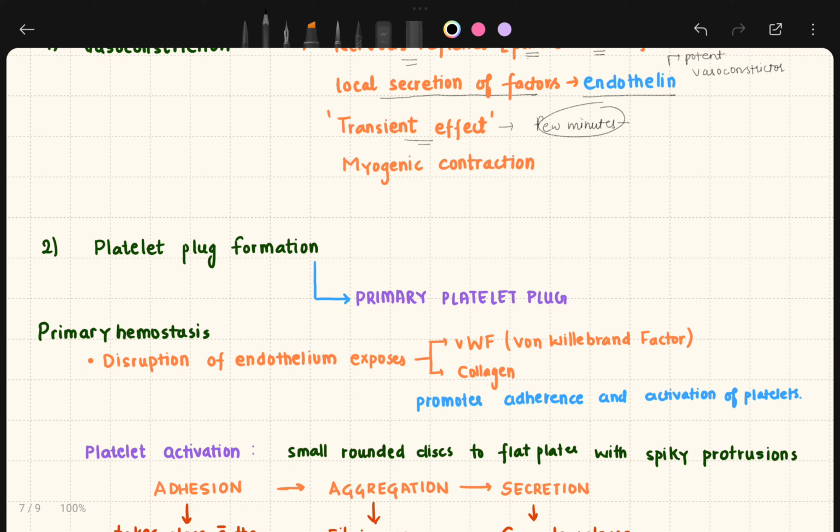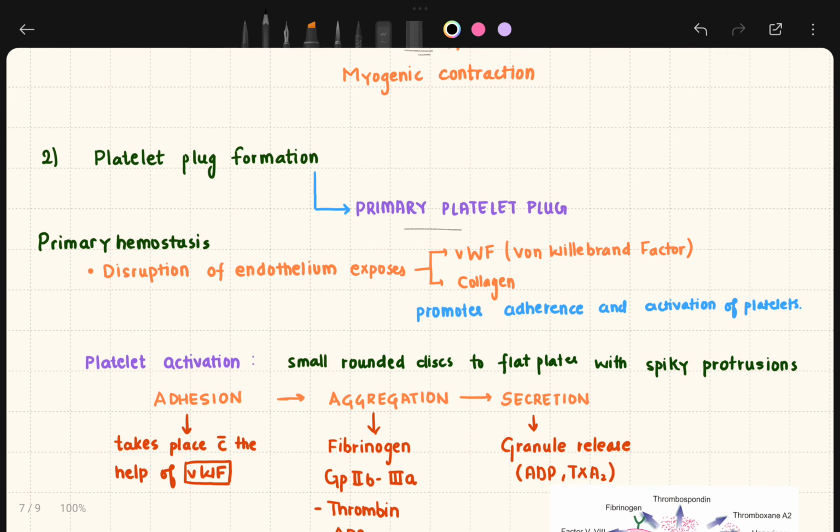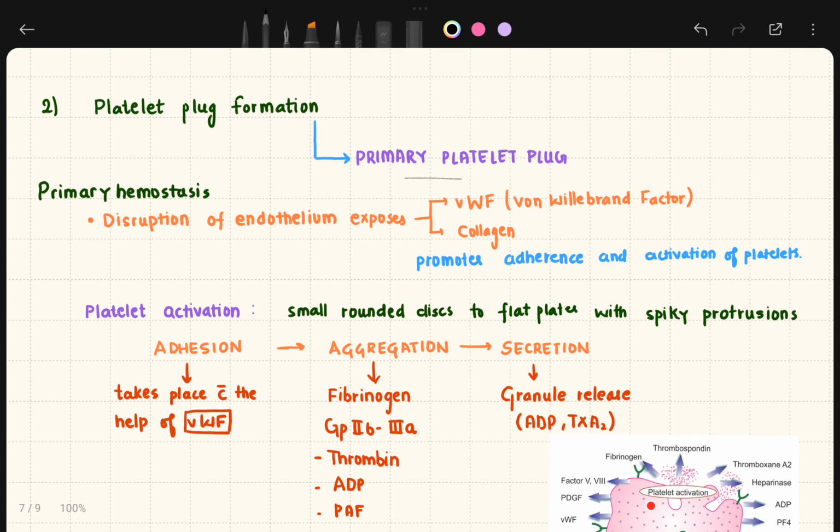Second process that is leading to hemostasis is platelet plug formation. That is a very important process and occurs in two phases. First is the primary platelet plug formation or the temporary platelet plug formation. So primary hemostasis, how does it occur?